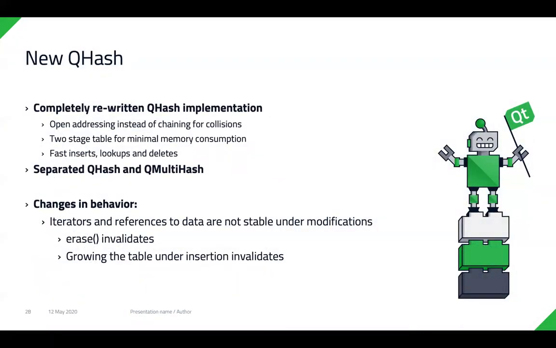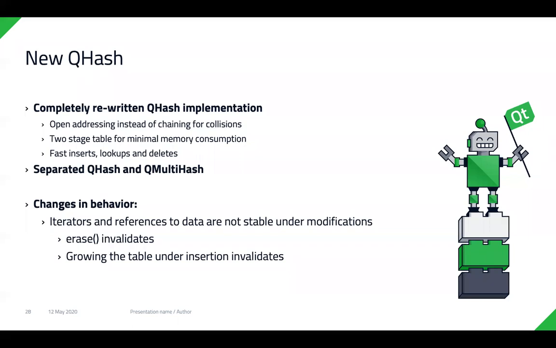QHash has gotten a completely new implementation. It's completely rewritten from scratch, now using open addressing instead of chaining for handling hash table collisions. It has a two-stage table for minimal memory consumption, very fast in inserts, lookups, and deletes. I'll show you some numbers on the next slide. But also there, we separated QHash and QMultiHash.